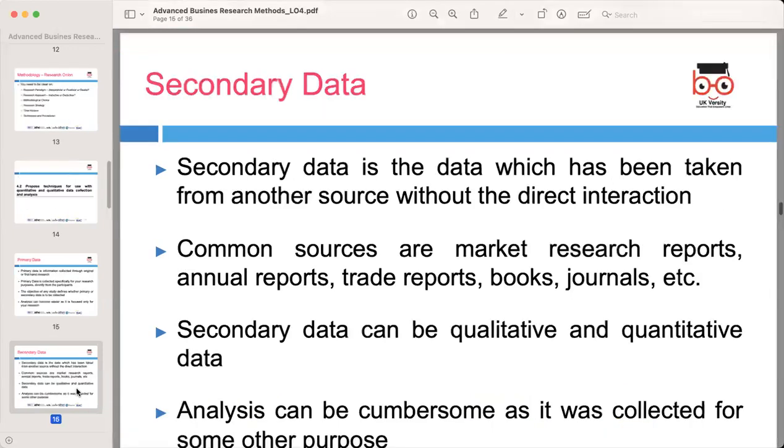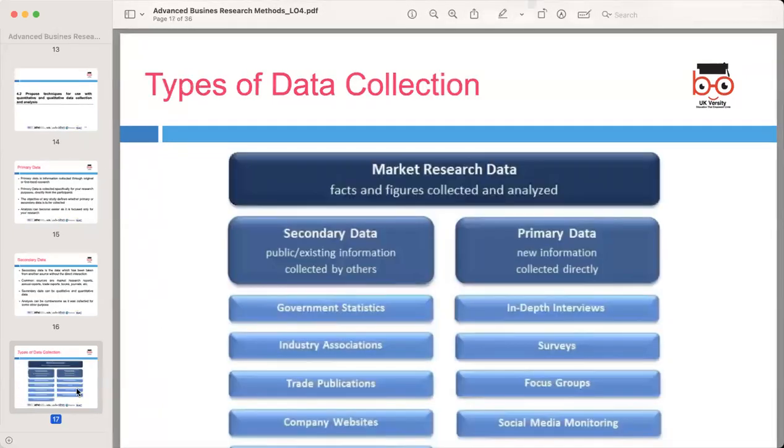So always consider primary data first, because research is your own work, your own documents and your own work. Secondary data is always for references or comparison or this kind of stuff.